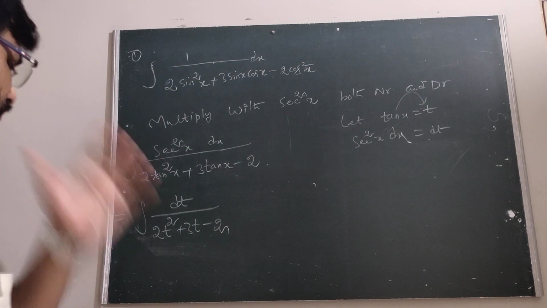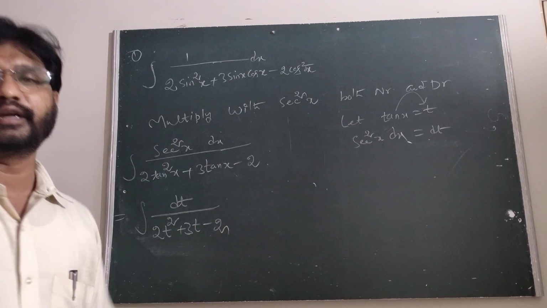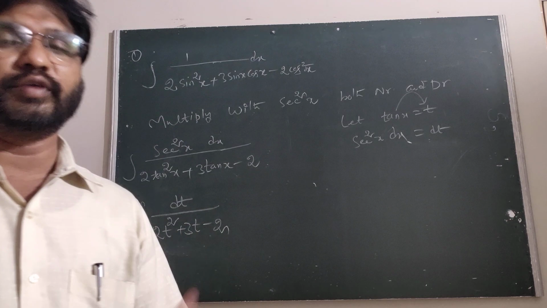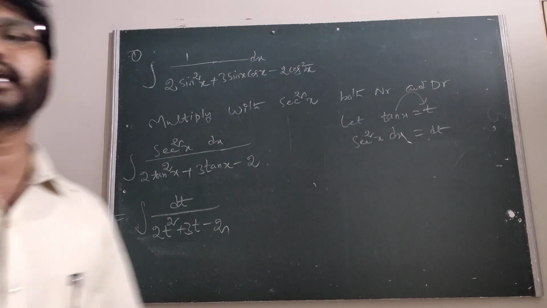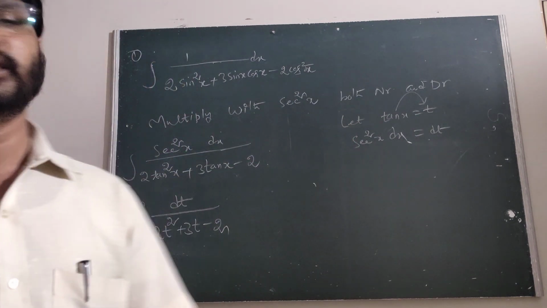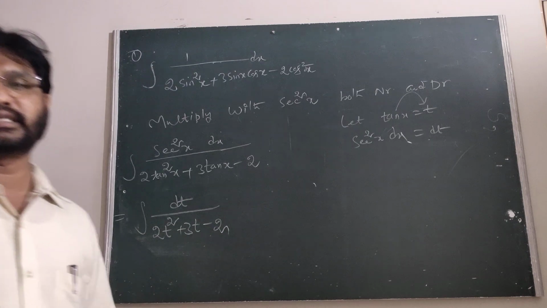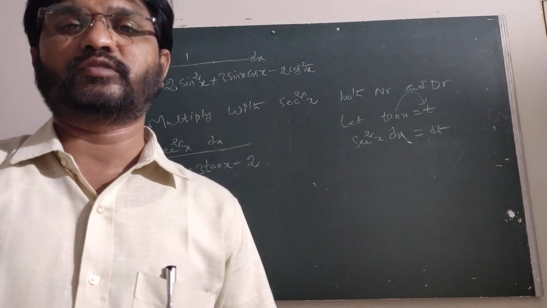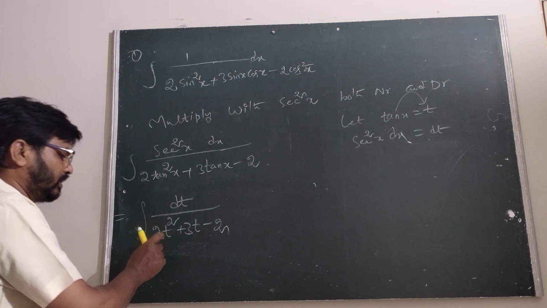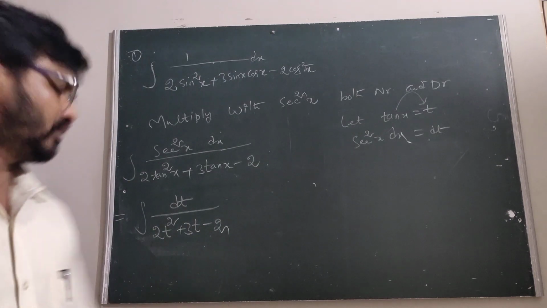Now, first we think about the denominator: whether this quadratic expression can be factorized into two factors or not. If it cannot be factorized, then we go through the 9 standard type integrals. These will be either a square minus x square, a square plus x square, or x square minus a square. First of all, we check whether the quadratic expression can be expressed as two factors or not.